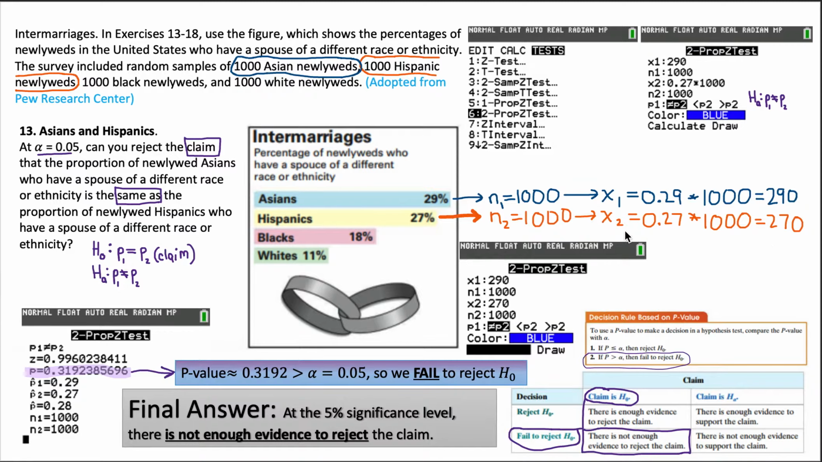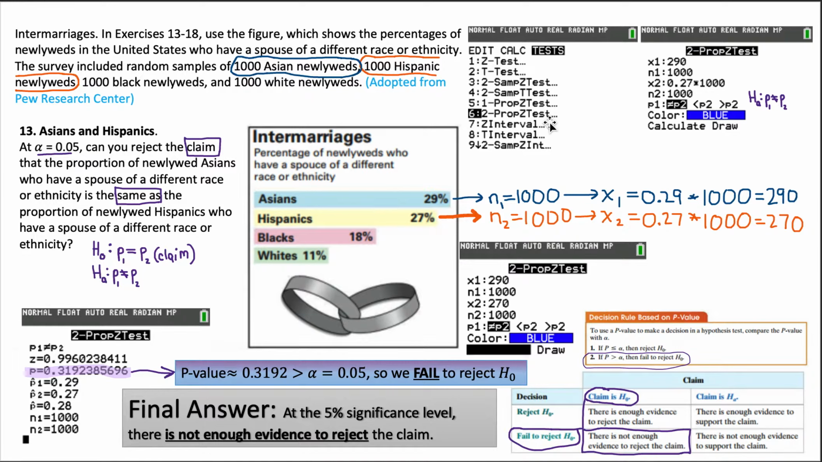Okay, so now we have all of our data for our first proportion and for our second proportion, and we can now go ahead and enter this into our calculator. So you're going to hit the stats button, arrow over to tests, and select number 6, which is a 2 proportion z-test.